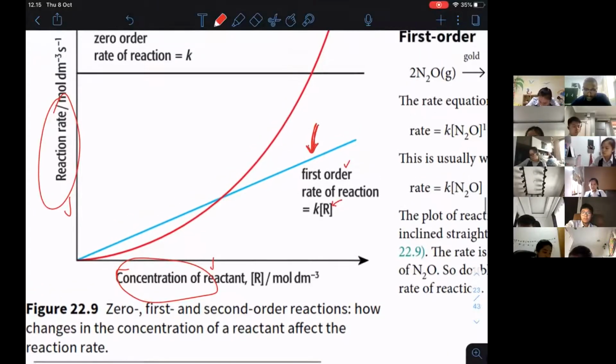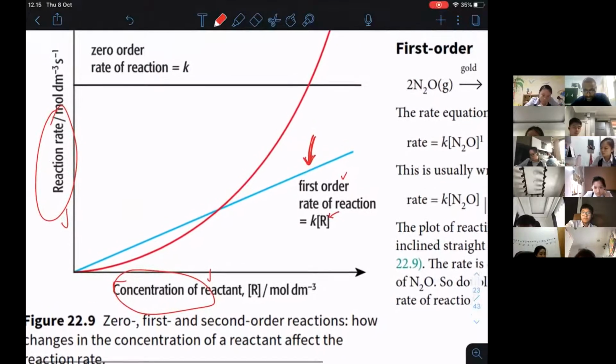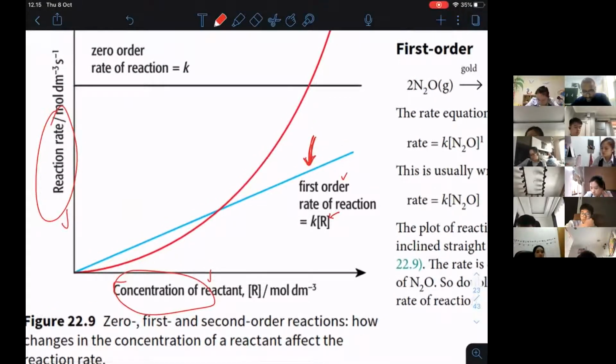Now, there will be some reactions that will not depend on the concentration at all. It means whatever changes to the concentration, it's not going to affect the rate. That reaction is going to be called zero order. The graph is going to be a straight line. Not a straight line, it's a constant. And we also have something like a quadratic line.